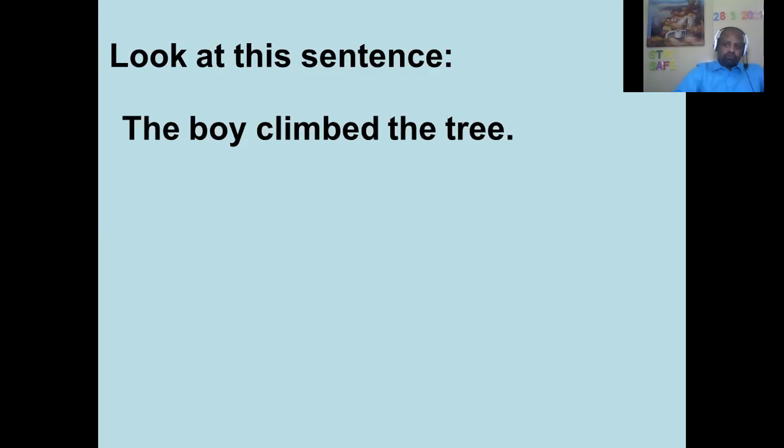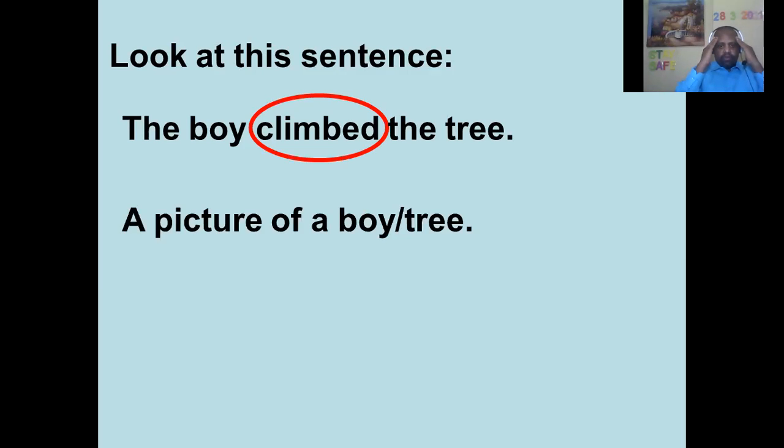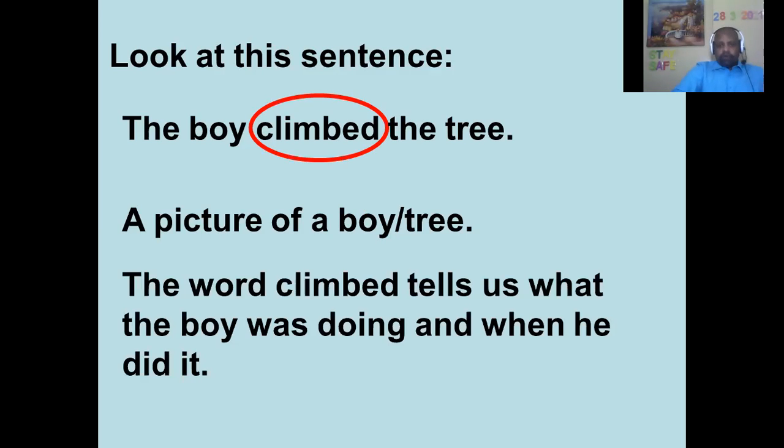Look at this sentence. The boy climbed the tree. Look at the verb climbed. Do you have a picture of a boy on a tree? The boy climbed the tree. Can you form that picture in your head? The verb climbed tells us what the boy was doing. And it gives us a time. Climbed. That is the past time.